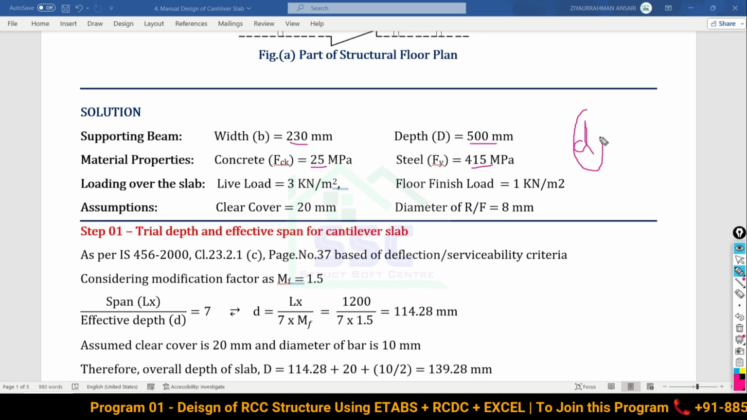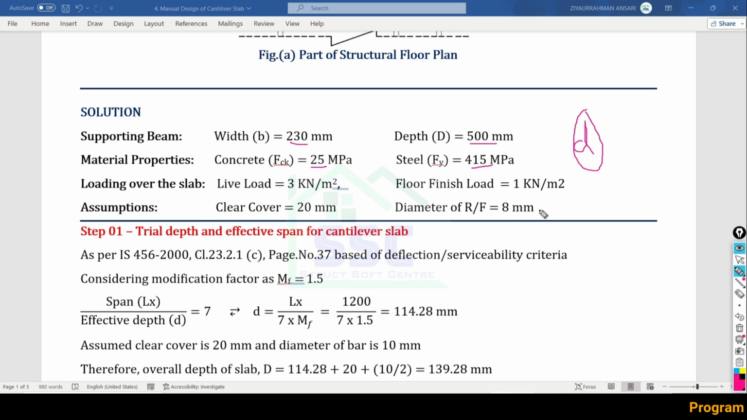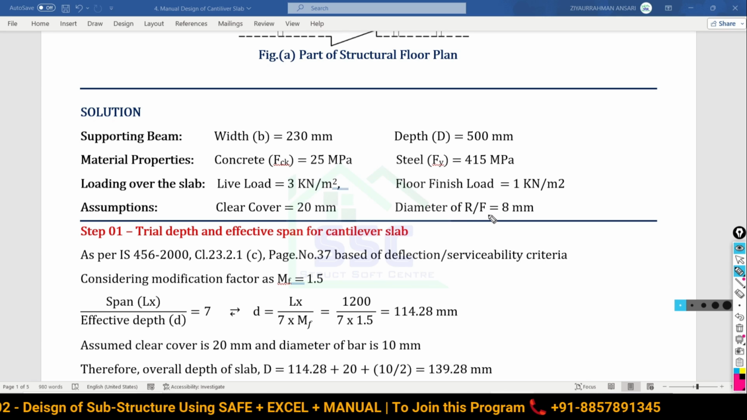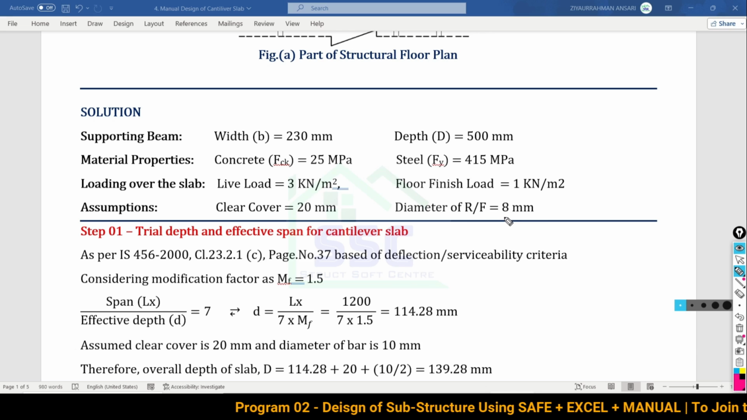For calculating the effective depth of the slab, we need to assume the clear cover as well as the diameter of the reinforcement. Later on, at the time of the design, this diameter may get changed. But for finding out the overall depth and effective depth at the preliminary stage, we have to decide the preliminary diameter of the main reinforcement and shear reinforcement.